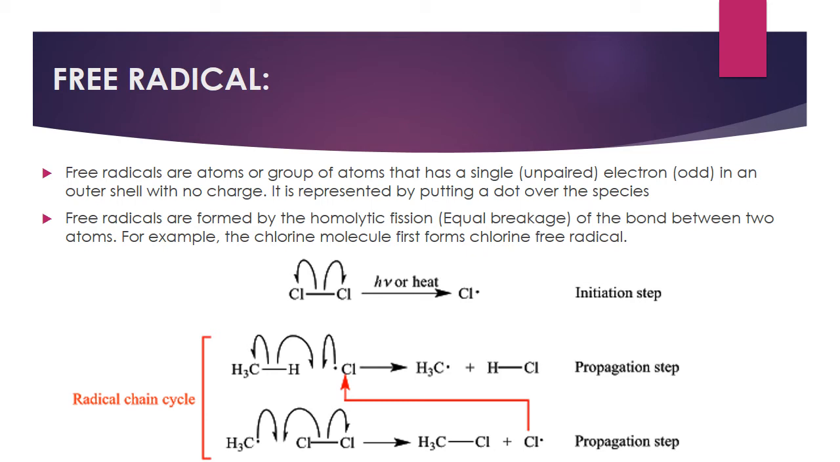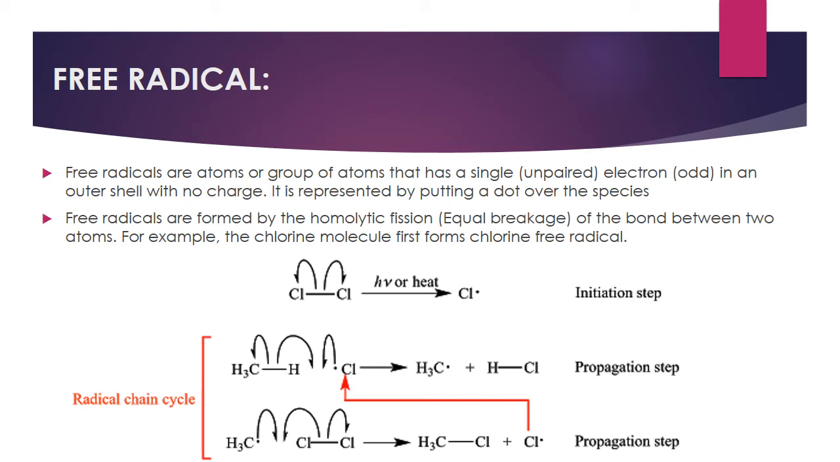Homolytic means splitting. Homo means same, means division के बाद दोनों तरफ जब एक ही तरह की डिवीजन हो रही है, ठीक है, इक्वल डिवीजन मीन्स अगर किसी एक बॉन्ड की ब्रेकेज हो रही है तो दोनों तरफ एक एक इलेक्ट्रॉन जाएगा. So means same division, same splitting. The free radicals are formed by the homolytic fission, equal breakage of the bond between the two atoms, means both sides will get an equal number of electrons.